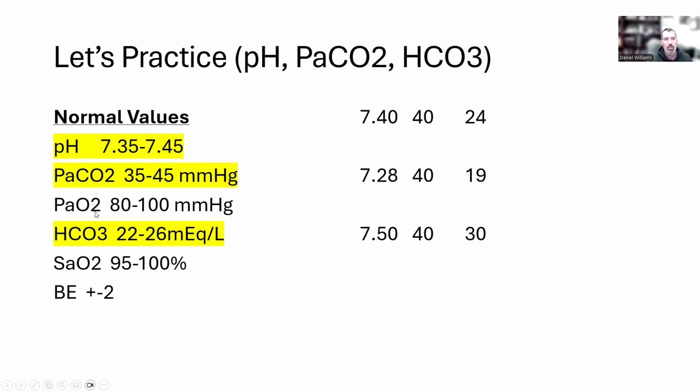PaO2 80 to 100 millimeters of mercury. Bicarb 22 to 26 milliequivalents per liter. SaO2 95 to 100%, with a base excess of plus or minus 2.